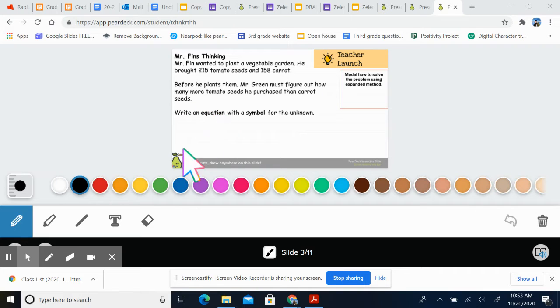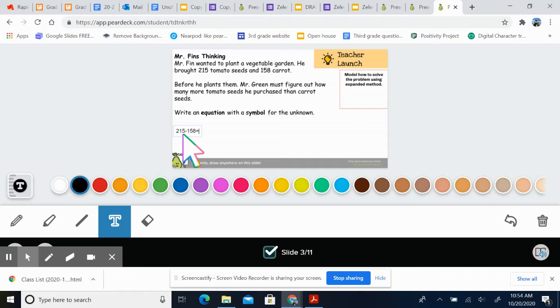So when it says write an equation, I'm going to use my text box and I'm going to type an equation that starts with the first number, which is the largest number in your equation, 215. I'm going to subtract 158 to find the difference, and I'm going to use a symbol for the unknown. Let me tell you how I just typed that. I clicked Shift, and I clicked the hyphen, the key to the right of the 0 at the top of my keyboard. So at the same time, click Shift and your hyphen. It's in between your 0 and your plus sign. And that will be our symbol when we're using our devices for our unknown.